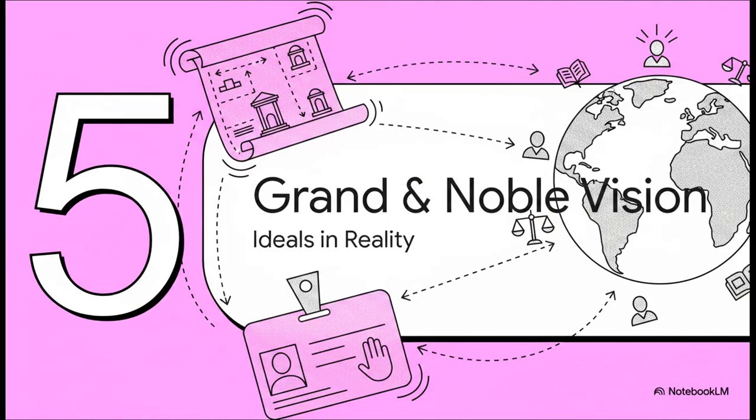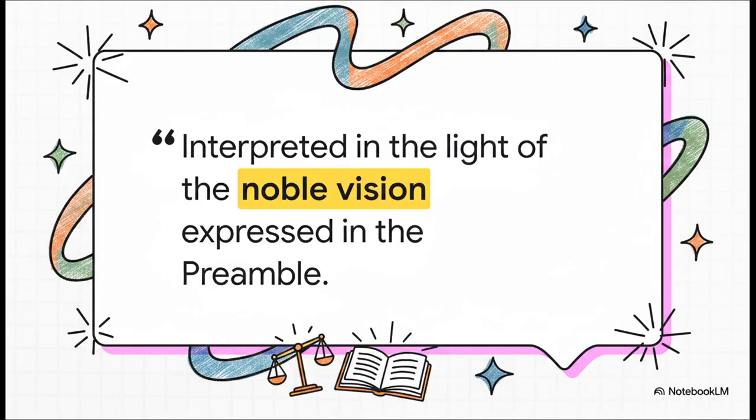Section 5, a grand and noble vision. All right, we've analyzed the blueprint, but now we must zoom out and look at how this grand vision operates in the real world. In the landmark Keshavananda Bharti case, Chief Justice Sikri stated that the preamble is of extreme importance and that the entire Constitution should be read and interpreted in the light of the grand and noble vision it expresses. It's not just a nice introduction you skip over. It is literally the ultimate guiding star, the lens through which the entire legal and political framework of the country must be viewed.